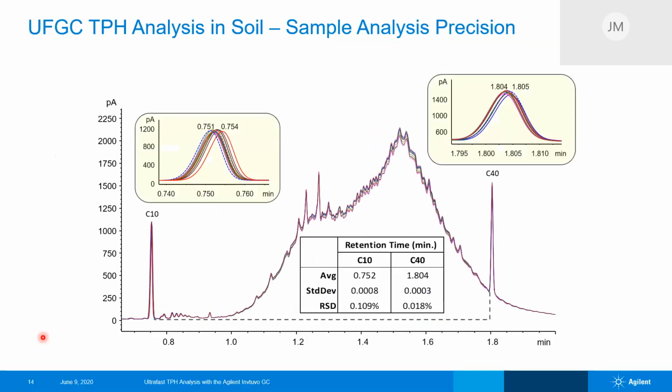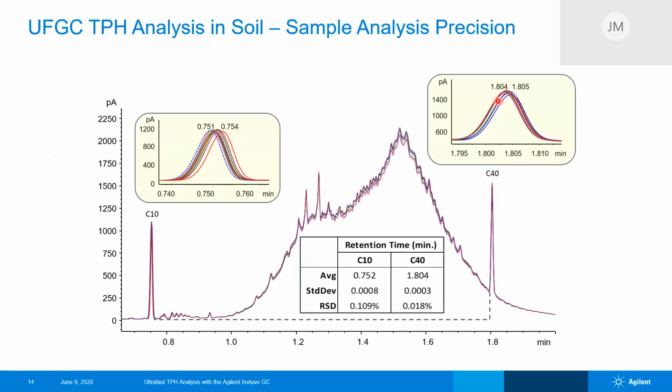Let's take a look at the same sample. This is 10 different sample preps that were run, and we're looking now at the overall retention time stability. You can see here I focused on the C10 peak, which is our first marker, and the C40 peak, which is our second marker. So I zoomed in on those, and you can see the range here of the retention times. For the C10, it's 0.751 to 0.754. So that's extremely precise retention time precision.